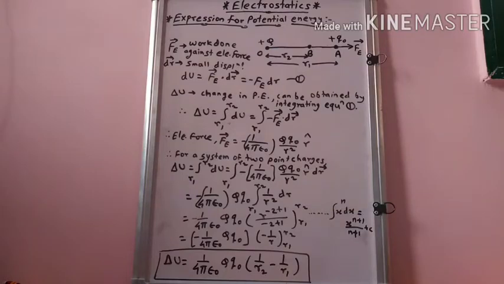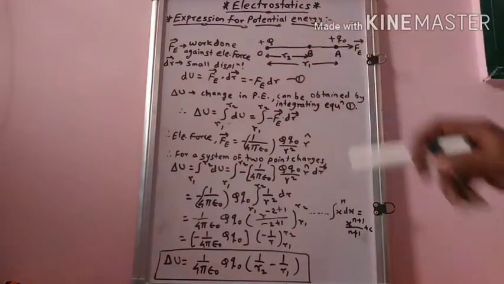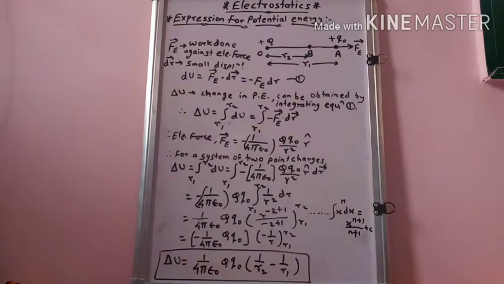At the last lecture, we saw electrical potential and potential energy. Now, the next point is the expression for potential energy. We determine the equation of the potential energy.